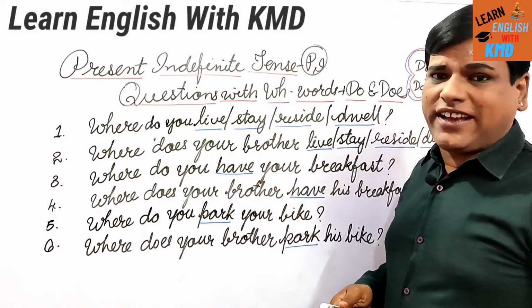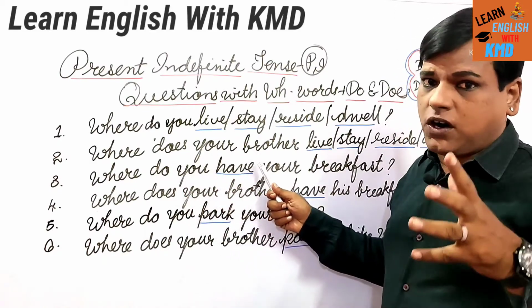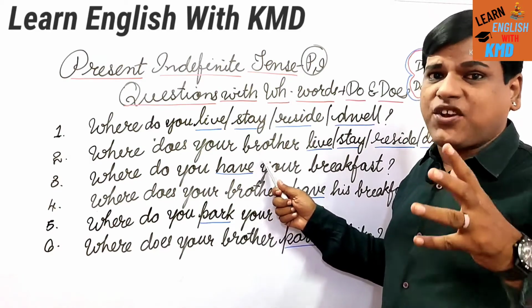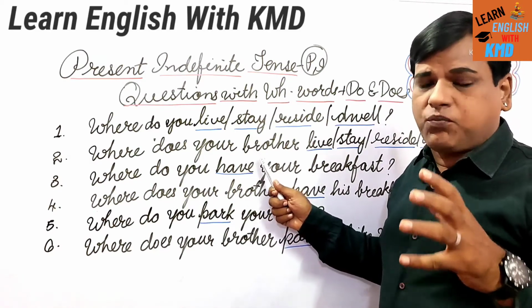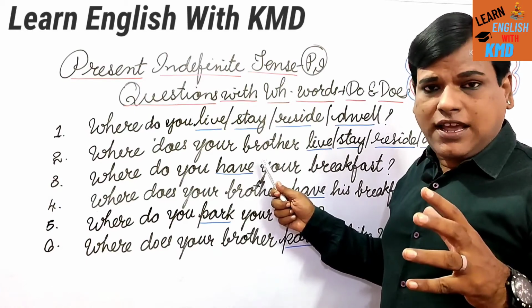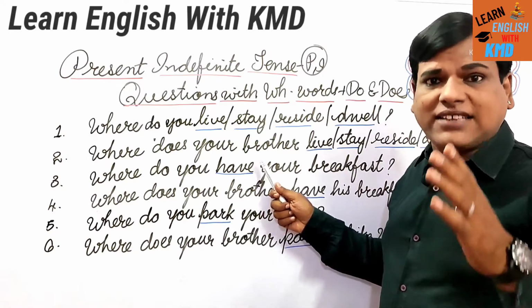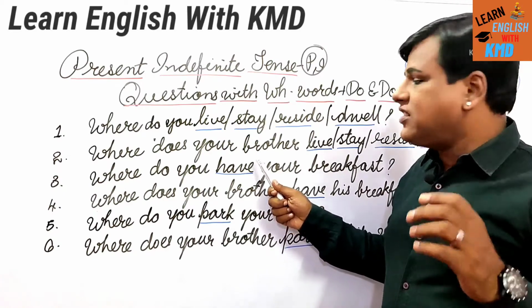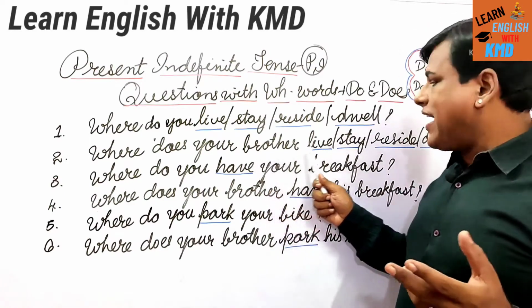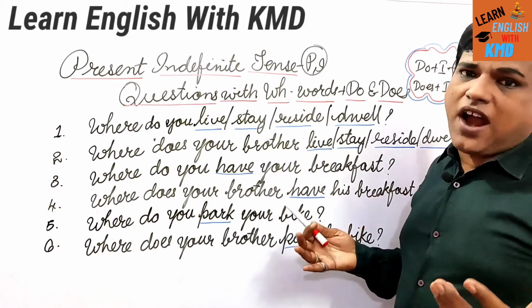Let's move on to the next question. Question number 2. Where does your brother? Remember, question number 2 talks about your brother. And remember, brother comes under the category of third person singular. That's the reason why I'm using does in the question as the helping verb. Now, where does your brother live? Where does your brother stay? Where does your brother reside? And where does your brother dwell?